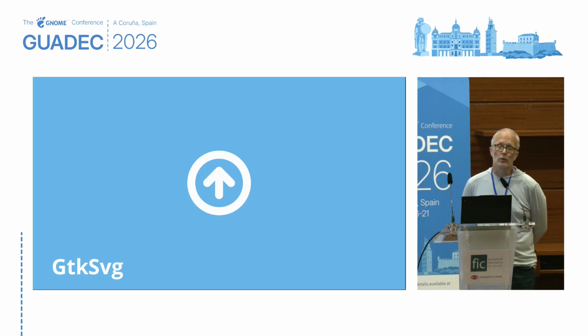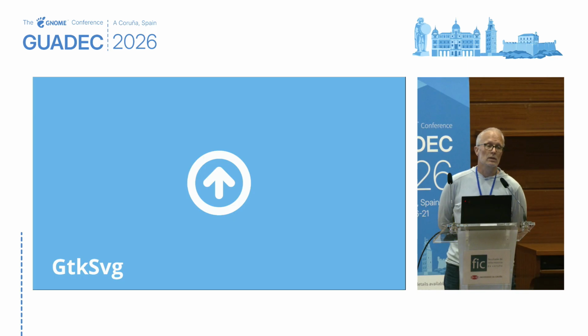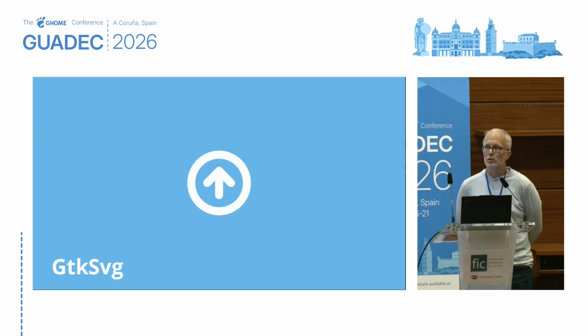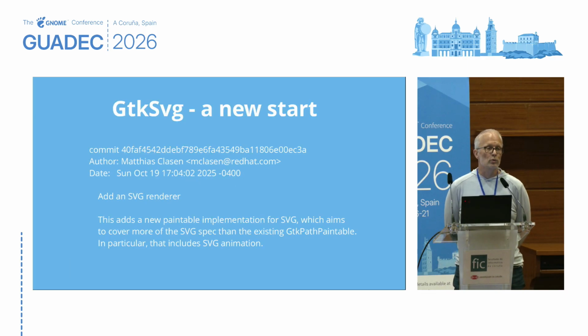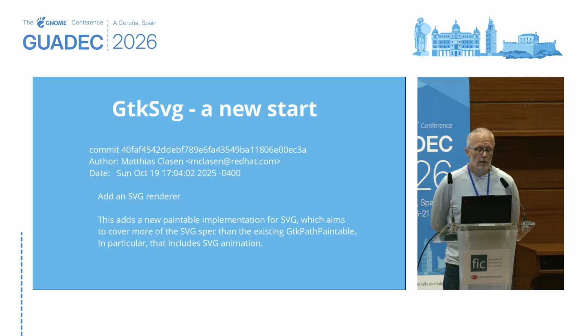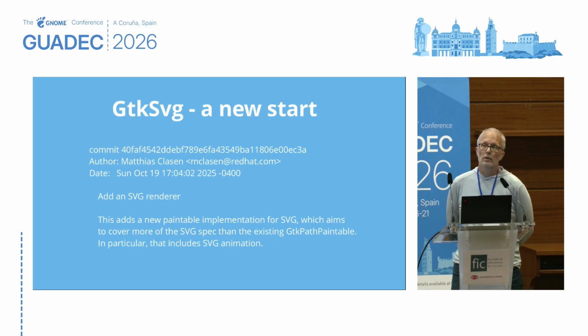But after GUADEC last year, I realized that I had to start over, basically. So I took my parser code and put it into a new object that I called GTK SVG. And the initial focus and motivation for doing this was that I wanted to re-implement my transitions and animations on top of actual SVG animations, since the SVG spec already defines a mechanism for animating things, and I wanted my extensions to be minimal. So I did this re-implementation. It turned out that you can actually do that. But I also wanted to go for covering more of the SVG spec and add more features with this new code base.